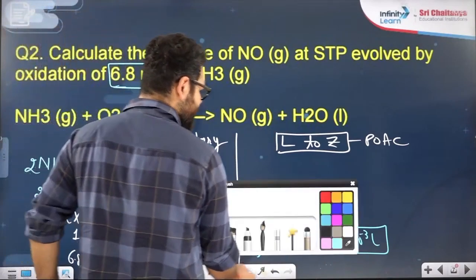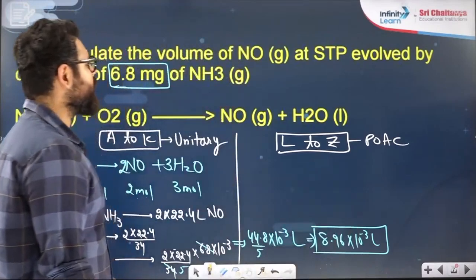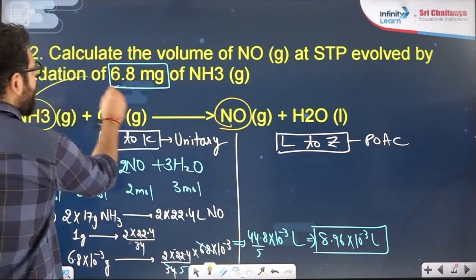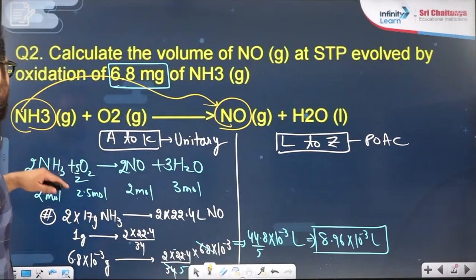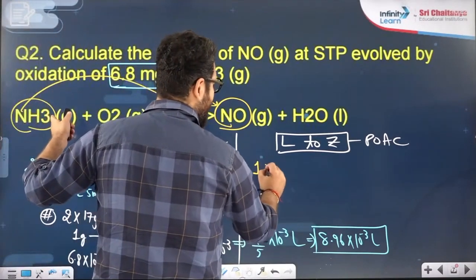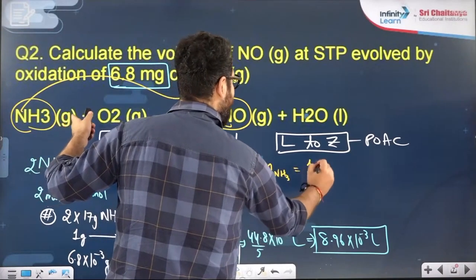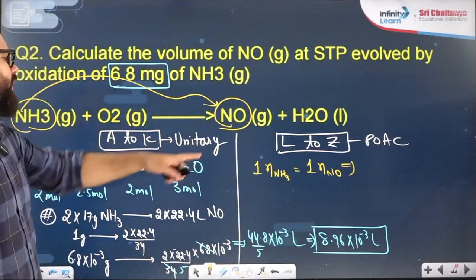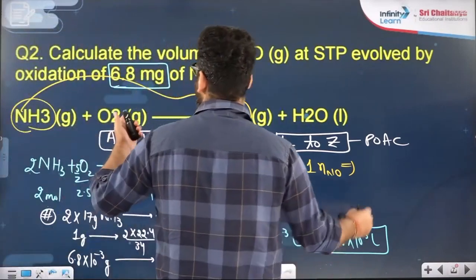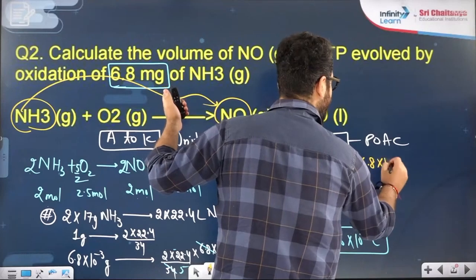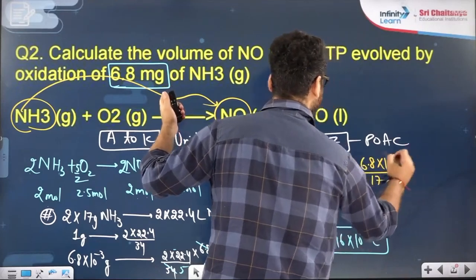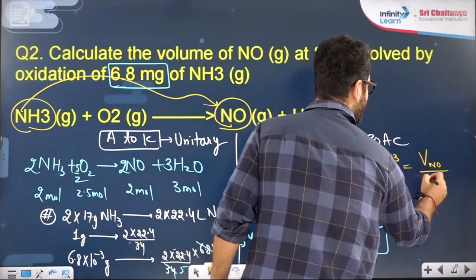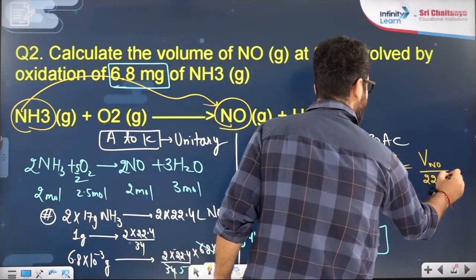Now let's do by POAC. Same thing. Applying the POAC on nitrogen, because I have to go from ammonia to NO. All the nitrogen is conserved. So I'll say ammonia has 1 nitrogen, 1 times moles of ammonia equal to 1 times moles of NO, without balancing. Moles of ammonia means 6.8 milligram by 17 gram equal to moles of NO, which is volume of NO by 22.4 liter.